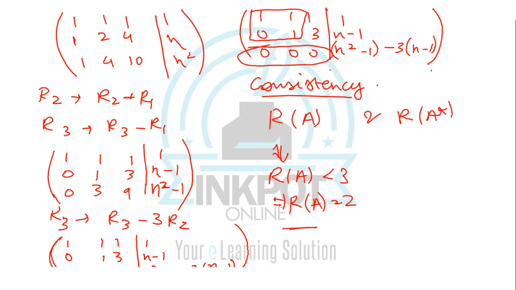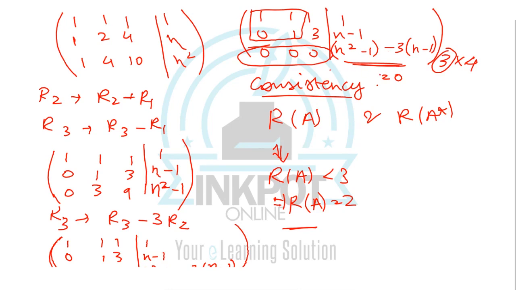Now for A star, the maximum rank that A star can have is once again a 3, right? But to ensure that the rank is actually not 3 but 2, or rather to ensure that the system is consistent, what you will need is that this number right here, eta square minus 1 minus 3 eta minus 1, should be equal to 0 for it to be a consistent system. Another way to see this is that if you were to open the system of equations up, if 0 plus 0 plus 0 is not equal to 0, then this would be an inconsistent system, right?